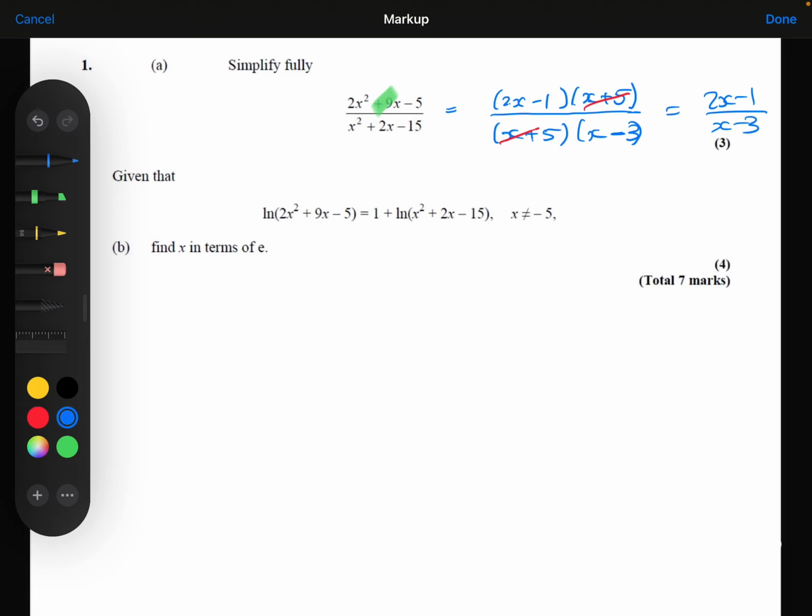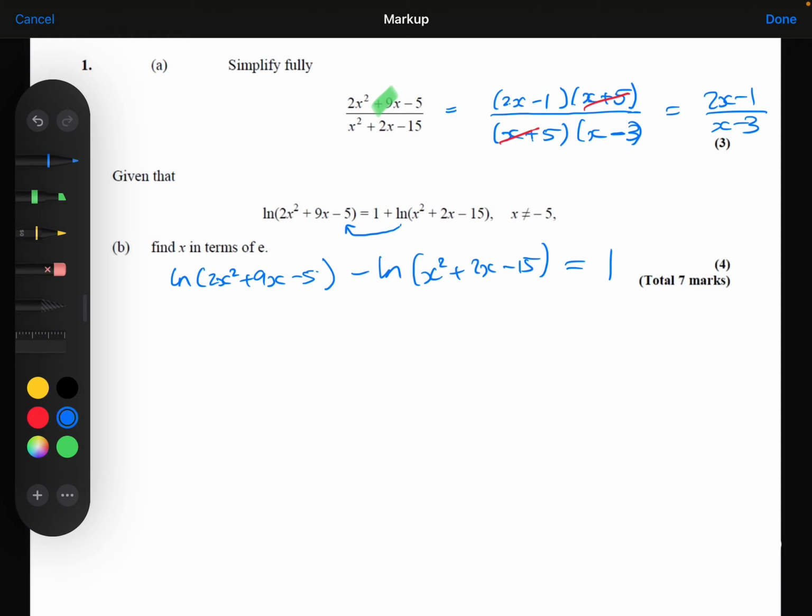Part B. Given that ln of (2x² + 9x − 5) is equal to 1 plus ln of (x² + 2x − 15), where x can't equal minus 5, find x in terms of e. So first thing I'm going to do is move the logarithms so they are on one side of this equation together. I want to find x in terms of e, so I need to make x the subject. So first of all, I'm going to need to get rid of these logarithms.